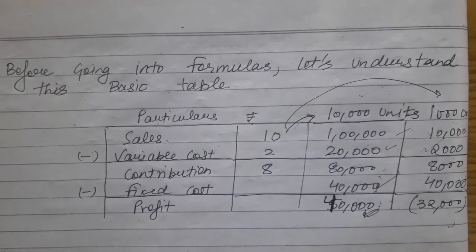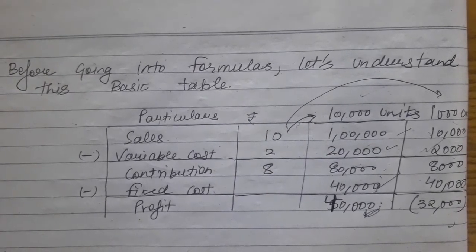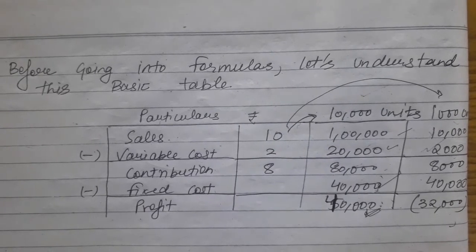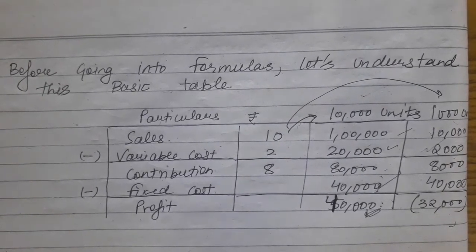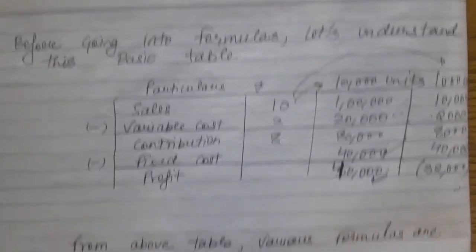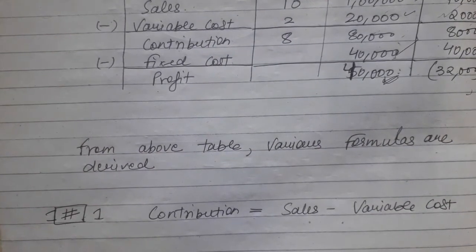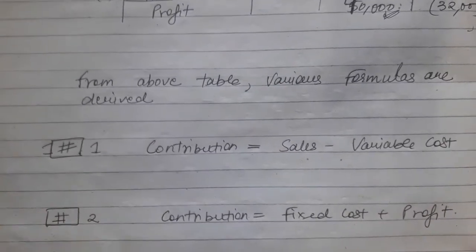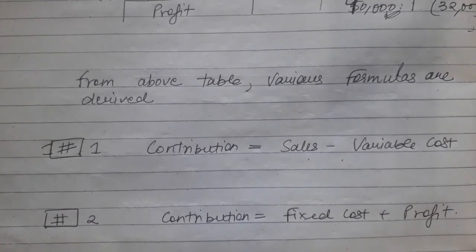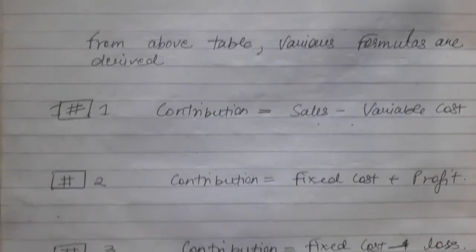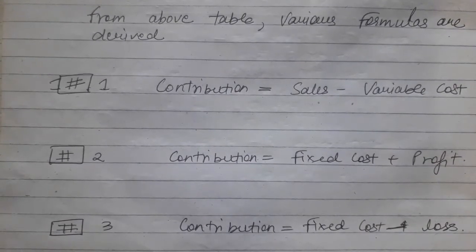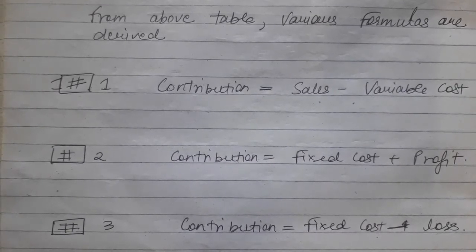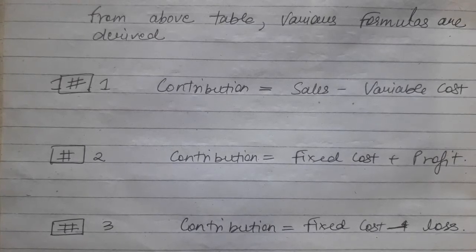As you have learned in the previous video, contribution is sales minus variable cost, and when we deduct fixed cost from contribution, we get profit. We have derived three formulas of contribution from this table. The first formula, as you all know, is contribution is equal to sales less variable cost. The second formula is contribution is equal to fixed cost plus profit, and the third formula is contribution is equal to fixed cost minus loss. To remember formula 2 and formula 3, the basic fact is, when there is a profit, you add that profit to the fixed cost, and when there is a loss, you deduct that loss from fixed cost.